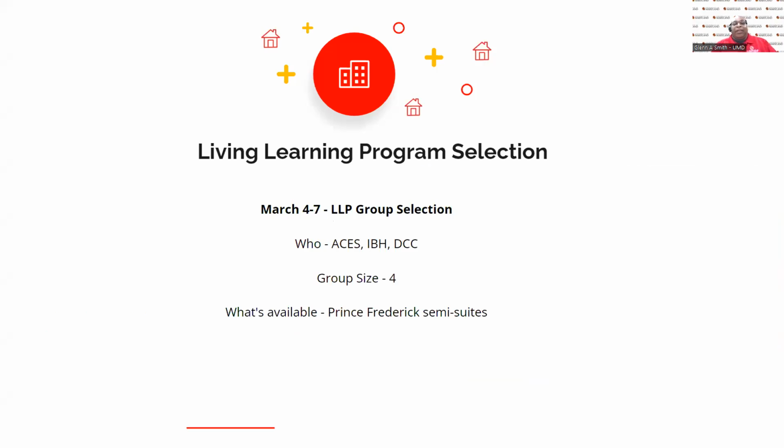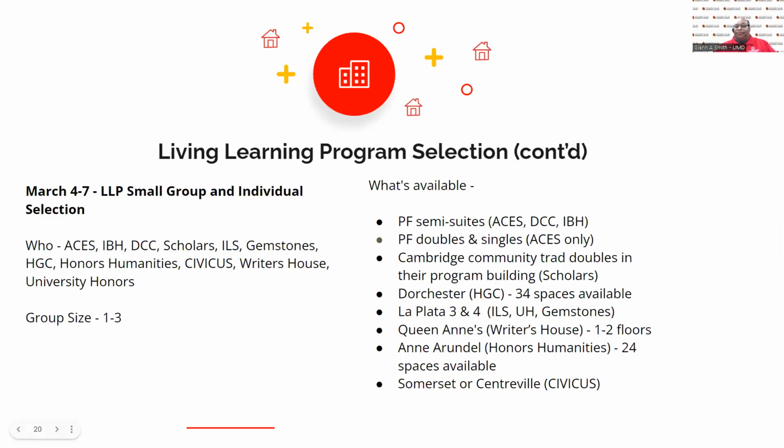So if you are in one of the living learning programs listed here, ACES and IBH and DCC, and you're interested in living in Prince Frederick, you'll be able to form a group of 4 and select one of the semi-suites in Prince Frederick. Next slide. If you're in other living learning programs listed here, you'll be able to select within the traditional spaces.